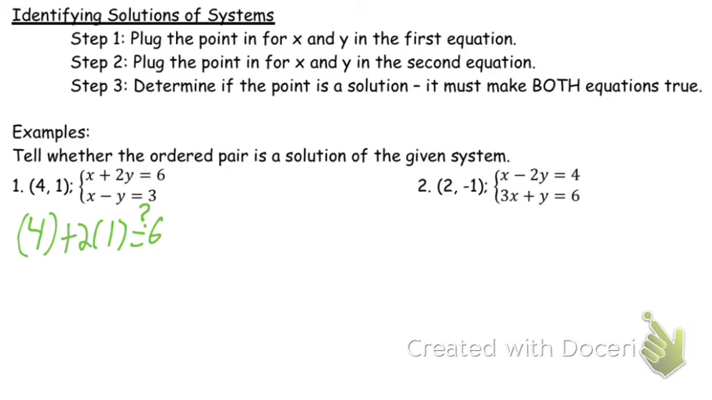Before we left for lunch, we said, let's plug in the 4 for the x and the 1 for the y in the top equation. Does it work? If it works in both equations, then yes, it's a solution. If not, then no, it's not. So what is 2 times 1?